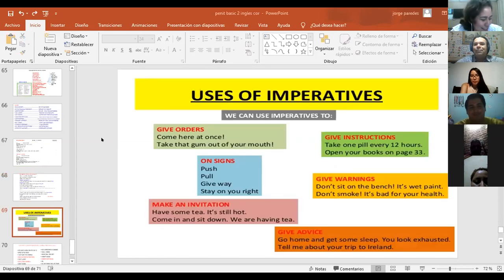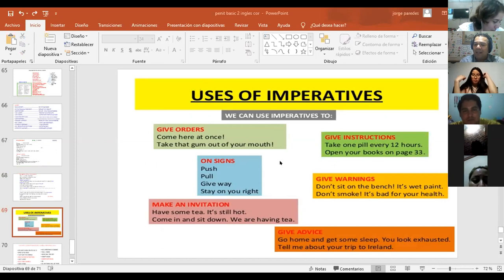Lo otro que vamos a ver. Use of imperatives, okay? Use of imperatives. So here we have some information about imperatives. When we can use those imperatives to give orders. What kind of orders?